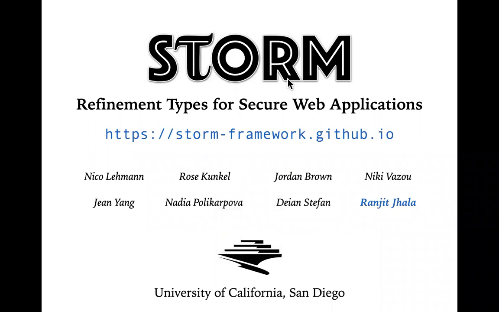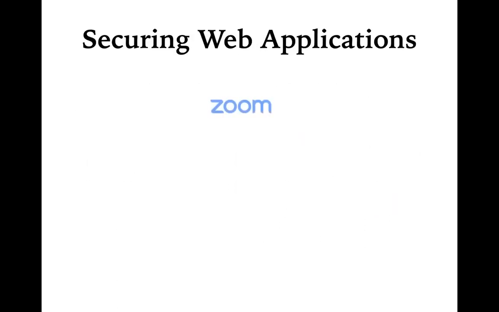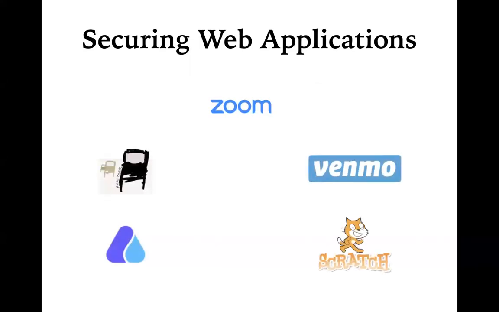Okay, it's a great pleasure to be speaking to all of you. I want to tell you about a line of work that I've been working on for 10 years or so, but this is one particular project that we've been working on over the past year and a bit. And this is on how to use refinement types to make web applications better. So what kind of web applications am I talking about? I'm talking about the kinds of applications, for example, Zoom that we're using right now.